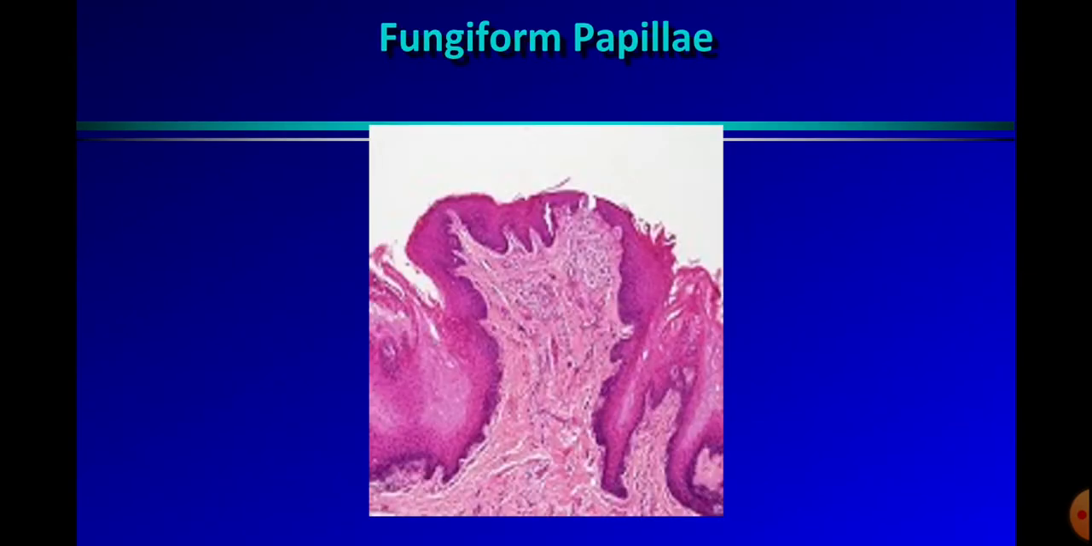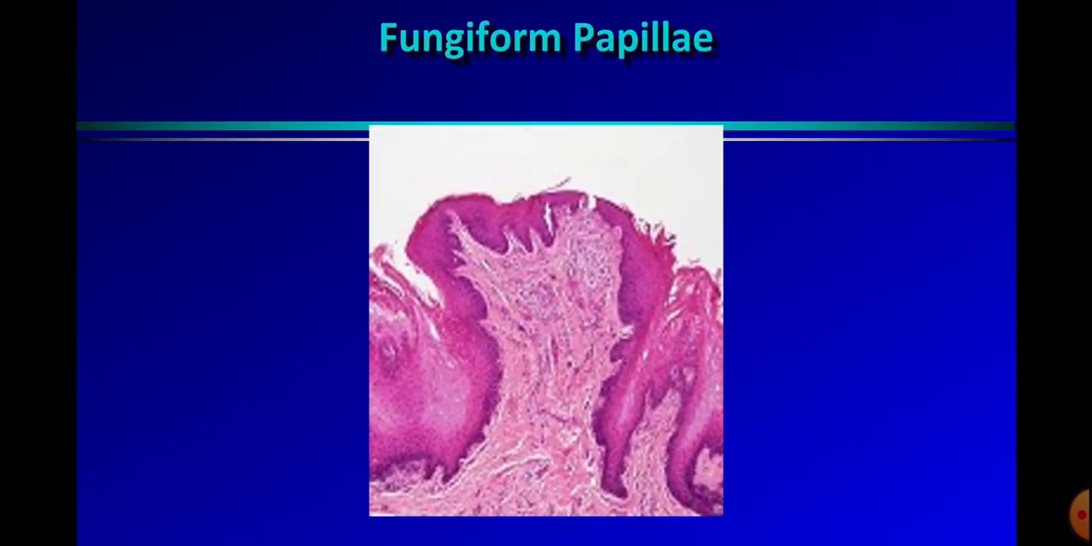This is the fungiform papilla present here. The fungiform papilla has a round top. Here the same epithelium is there, the stratified squamous non-keratinized epithelium. In the wall of the fungiform papilla, there may be the presence of taste buds. Here this is the core of the fungiform papilla. It is formed by the connective tissue extending into this fungiform papilla. Okay, so this is the fungiform papilla.